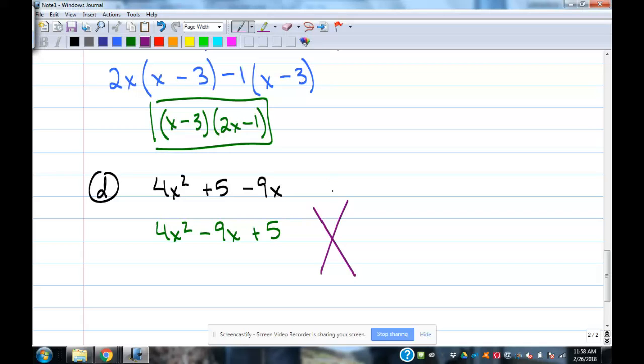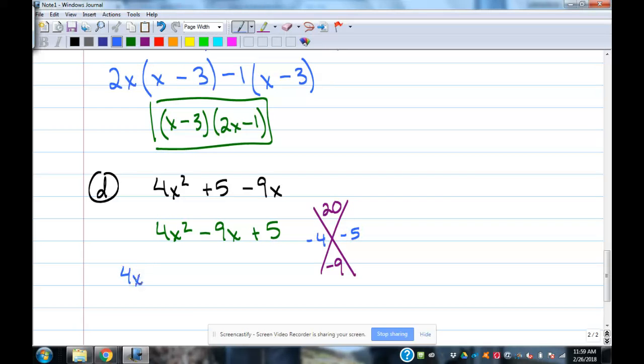4 times 5 is 20. Always, once you get in descending order, it's always front times back, and that gets you the top. What goes in the bottom? Negative 9. So we need numbers that multiply to be 20 and add to be negative 9. Negative 4, negative 5. Doesn't matter what order we put that in.